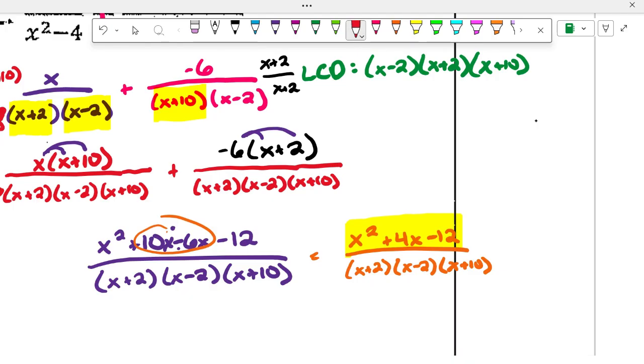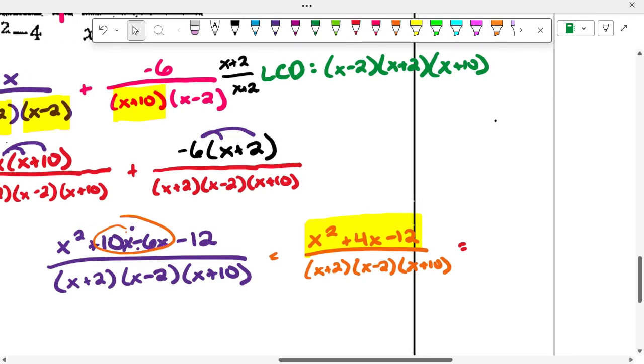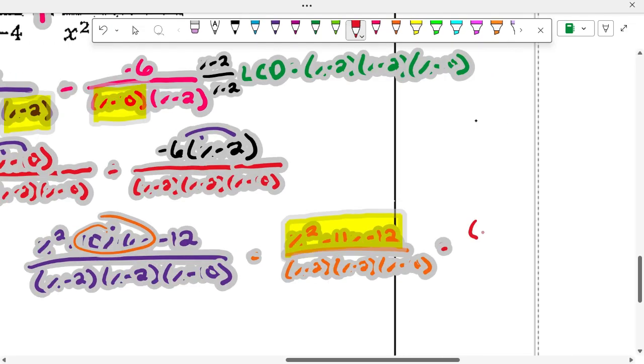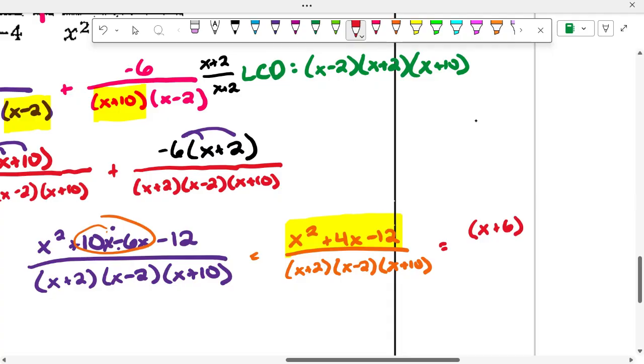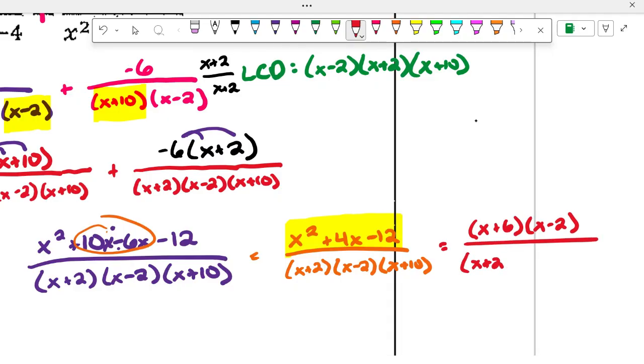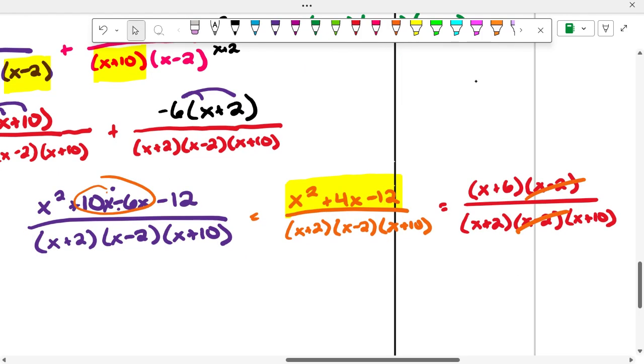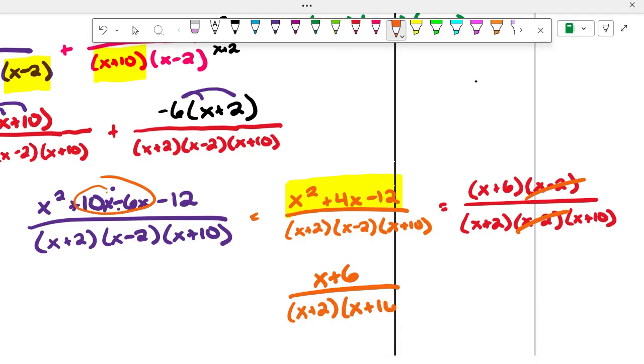All right. So I'm just going to do a quick factor on this because I know y'all are fairly comfortable with big X. So this would be x plus 6 over x minus 2 all over this. What crosses? Good. X minus 2s are gone. So I'm left with x plus 6 over x plus 2, x plus 10.